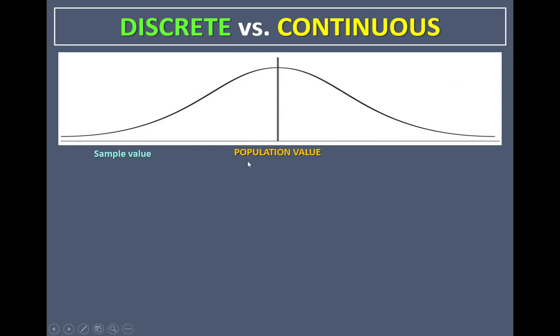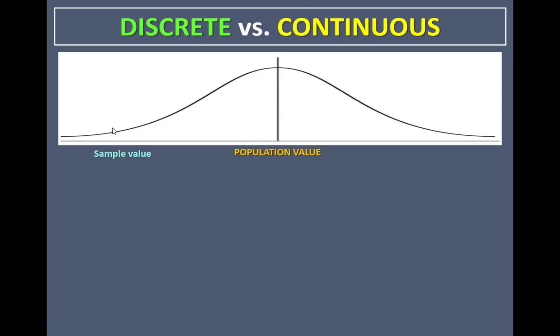So when that sample value appears somewhat close to the middle, we have no indication that anything's going on, and everything that we're seeing is really just a result of sampling error. When that sample value, however, is way out in the tail, we may have an indication that something is going wrong here.